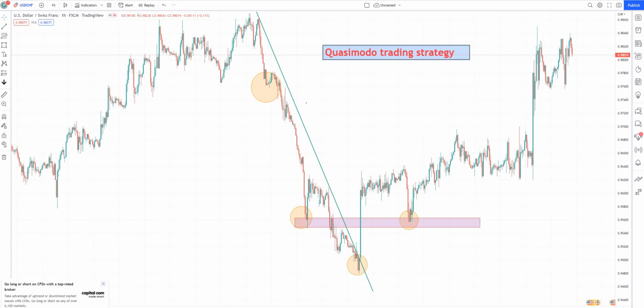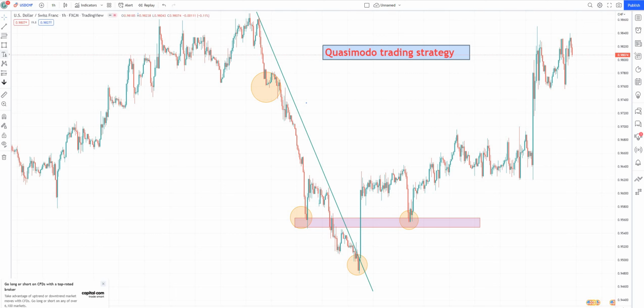Okay. So Quasimodo, as I told you, is very similar to the head and shoulder pattern. If you don't understand the head and shoulder pattern, you can easily check on Google. It's very common. As the name says, there is a head and we have two shoulders, left and right. So it's very similar to that.